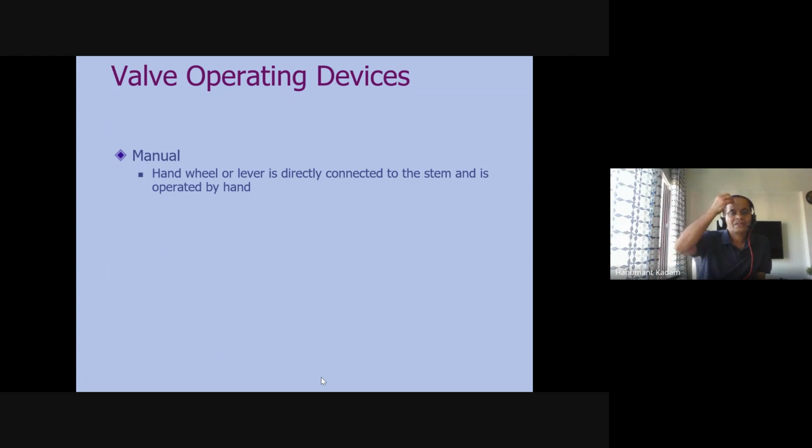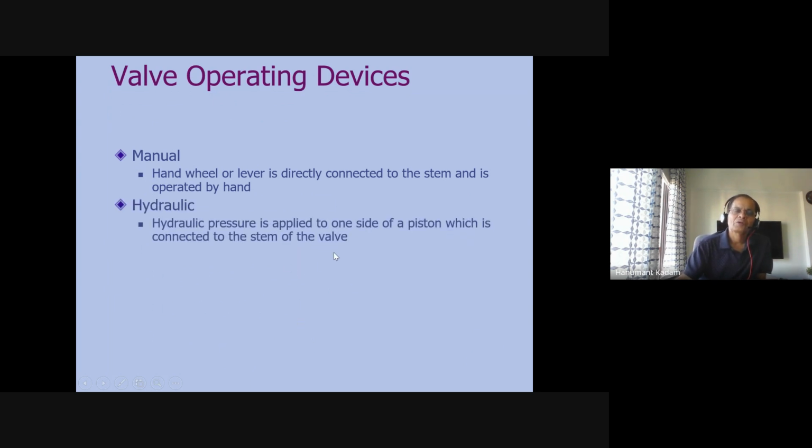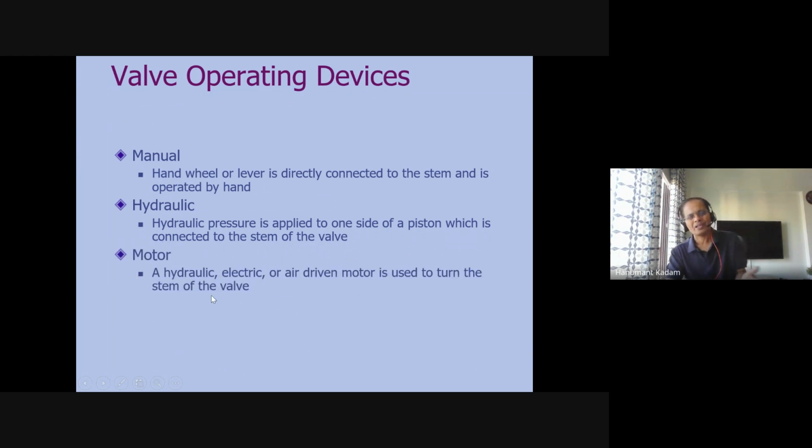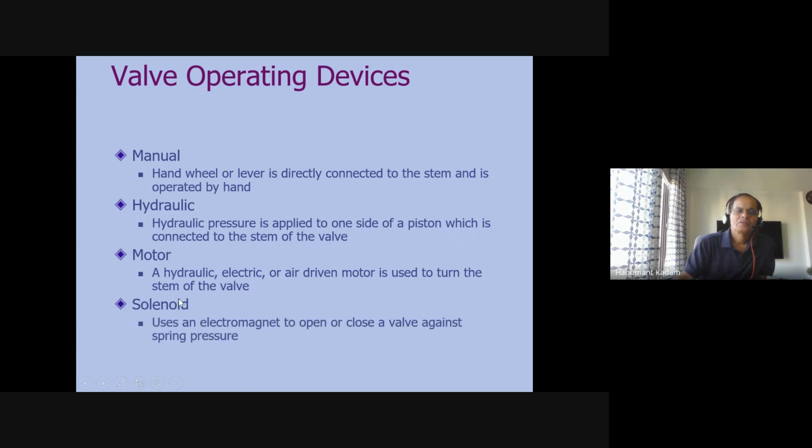Manual means a wheel. A hand wheel or a lever is directly connected to the stem and it is operated by hand. That is manual control. Hydraulic means hydraulic pressure is applied to one side of the piston, which is connected to the stem of the valve; oil is mostly used. Motor operated is for high pressure: a hydraulic, electric or air driven motor is used to turn the stem of the valve. Solenoid uses an electromagnet to open or close the valve against the spring pressure. This is the total mechanical, the rods and gears.